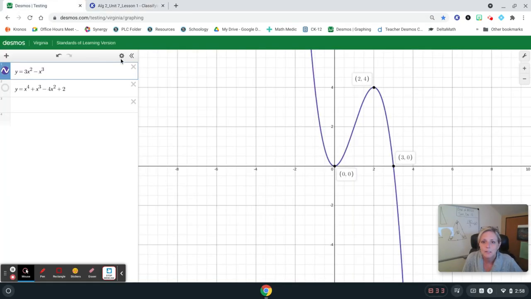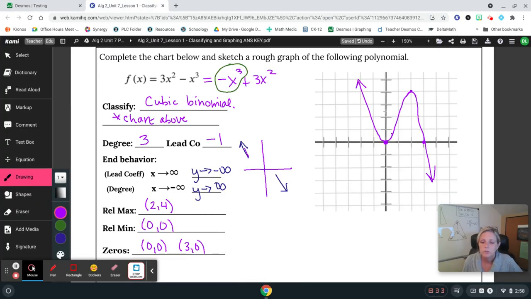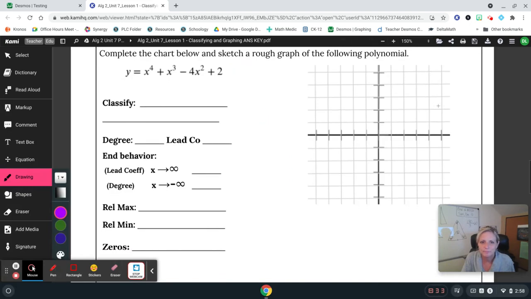And you can see that it kind of does look like that on our Desmos graph. So this is a rough sketch. This is not like the graphs before where you had to pick 4 or 5 points and plot them. Here, what we're looking for are the relative min, relative max, the zeros, and then end behavior. Okay, let's try another one.